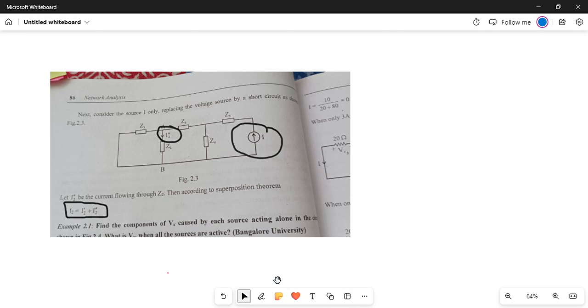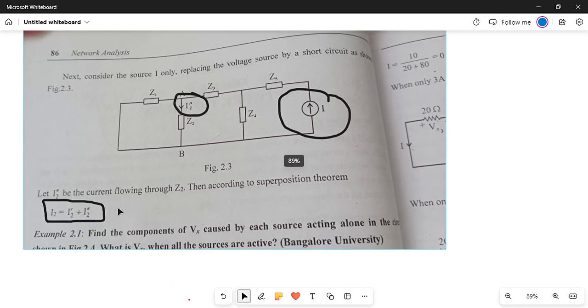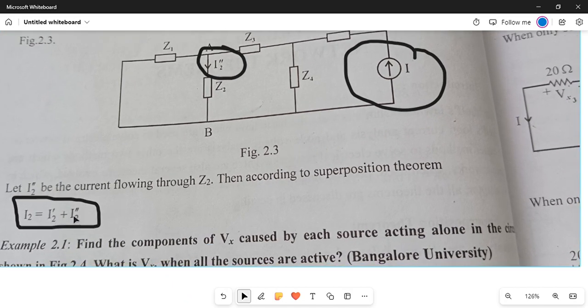Ix dash, Ix double dash, Ix triple dash, they are all what? They are the algebraic sum of the individual currents flowing across any element. Okay, you can see here I2 dash and I2 double dash. I'll make it bigger. See, this is I2 dash and I2 double dash. They are the algebraic sum of all the individual currents flowing across any element, right? That is caused by the separate independent sources acting alone.